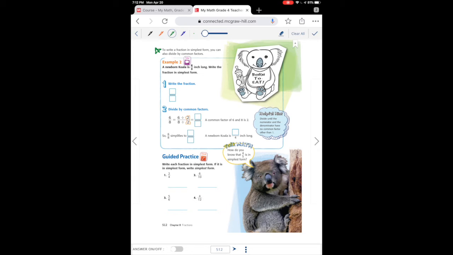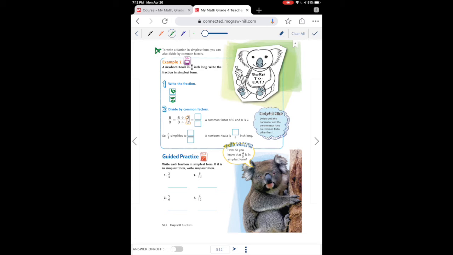To write a fraction in simplest form, you can also divide by common factors. A newborn koala is 6/8 inches long. Write the fraction in simplest form. All right, so first we need to write the fraction. 6/8. Now divide by common factors.